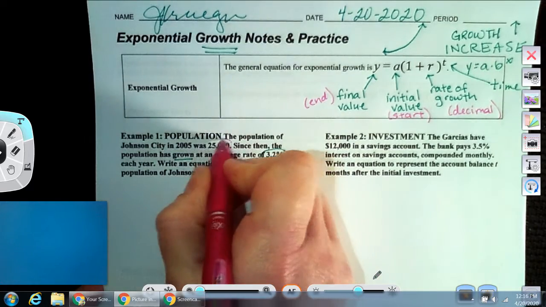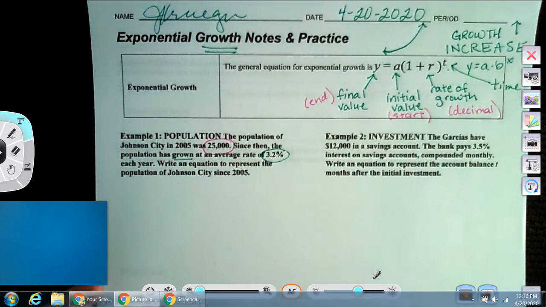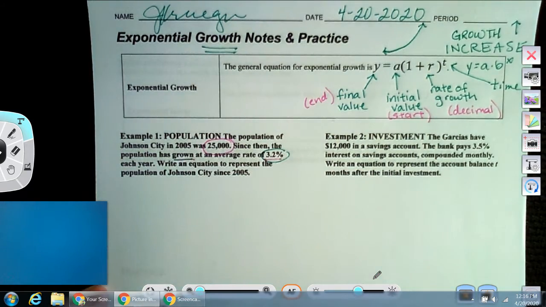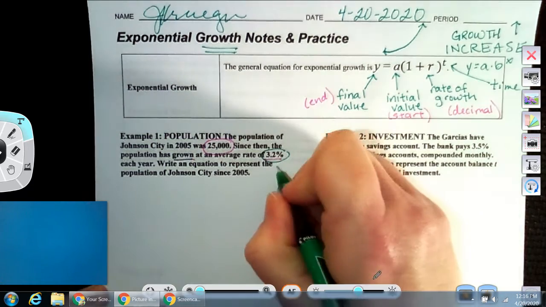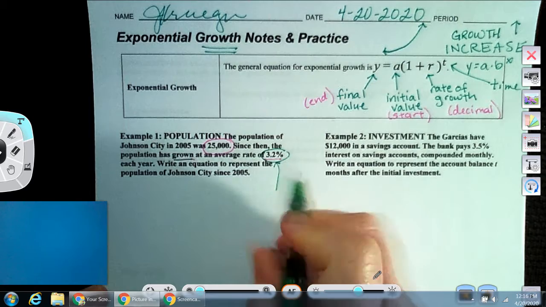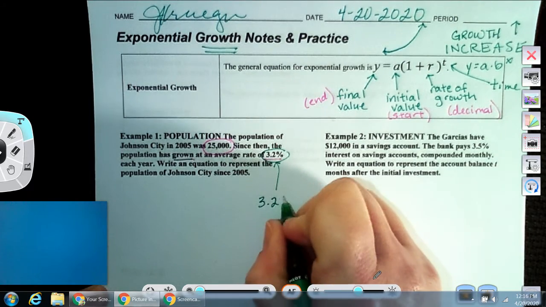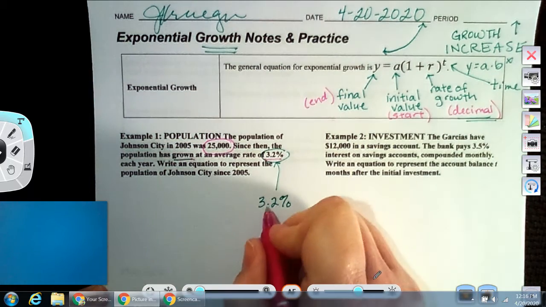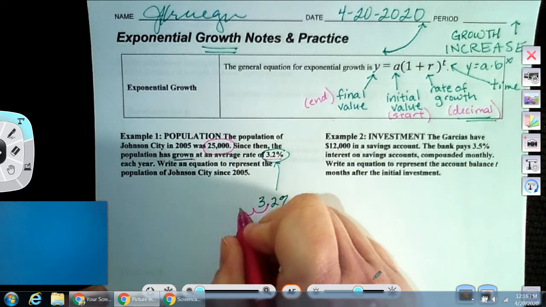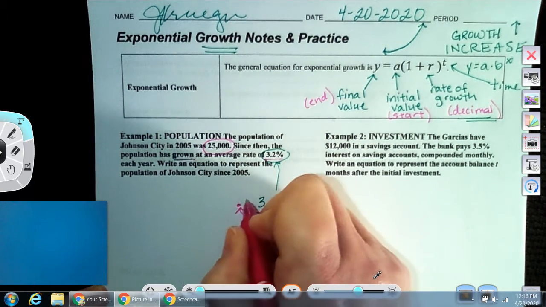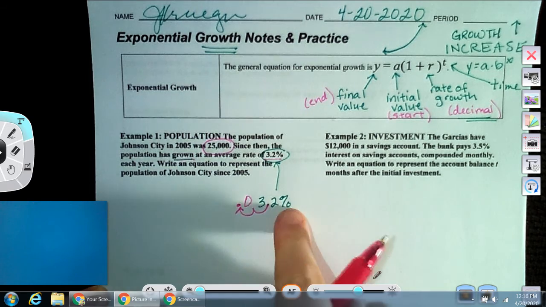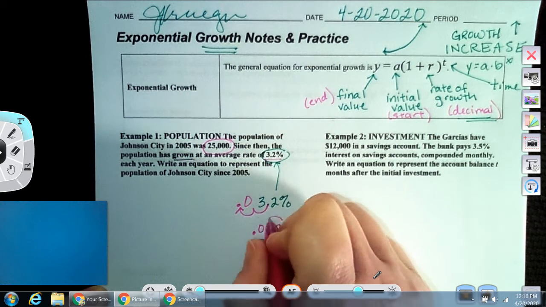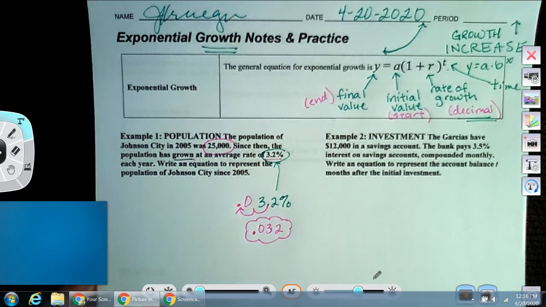Okay, so they told us that in 2005 the population was 25,000, and we know that it has grown at a rate of 3.2%. Now, one thing we're going to have to remember is when they give us a percentage, we're going to have to change that to a decimal. The way we do that is we find our decimal point and we move it 2 places to the left. Okay, and then in any empty spaces we have, we put a 0. So this 3.2% is going to be written as 0.032. That's the way we're going to write our rate.